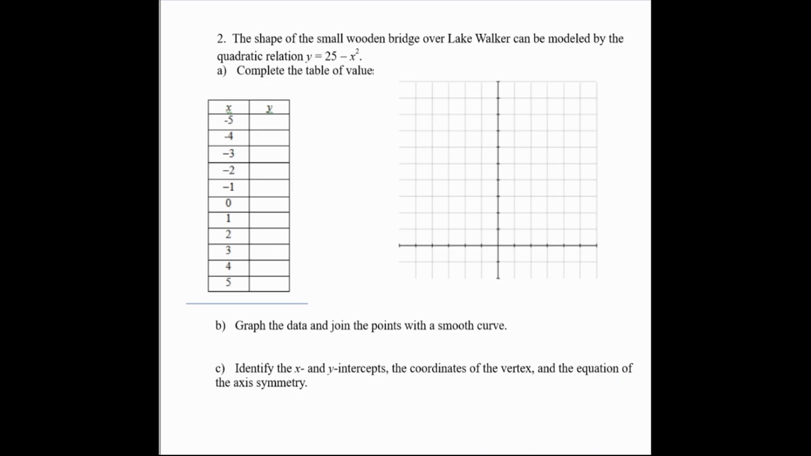Okay, so this one again asks us to plot it. So it's handy to be able to do it by hand. Obviously, you can do it with your graphing calculator, and maybe it's worth doing that afterwards. Okay, so the shape of a small wooden bridge over a lake walker can be modeled by the quadratic relation y equals 25 minus negative x squared.